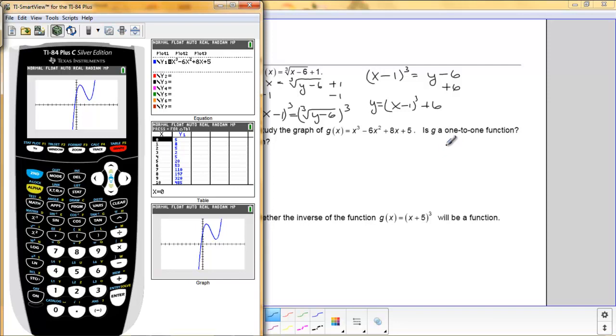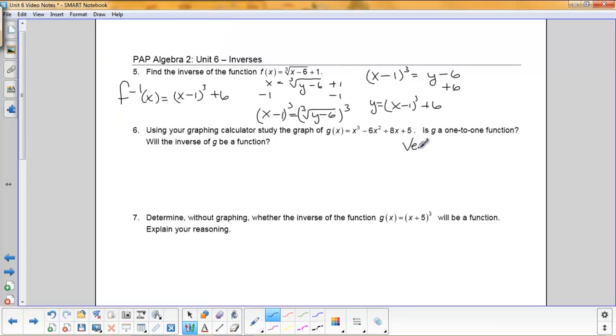So remember from our fall semester that 1-to-1 means that it's going to pass a vertical line test and it's going to pass a horizontal line test. That's going to be the determination of 1-to-1. What that means is that both the function and its inverse will be functions.